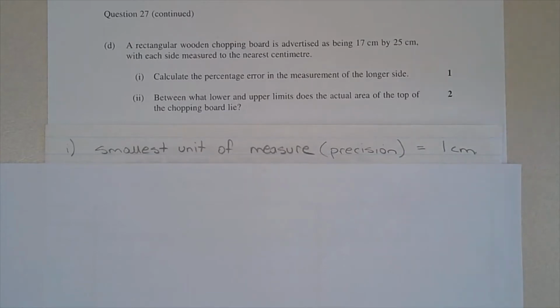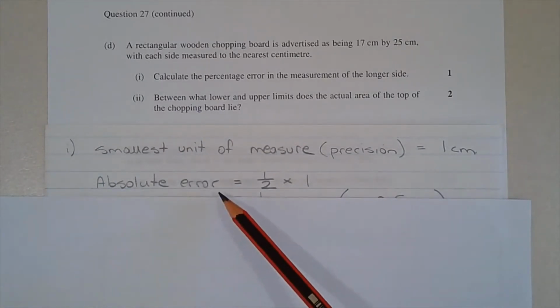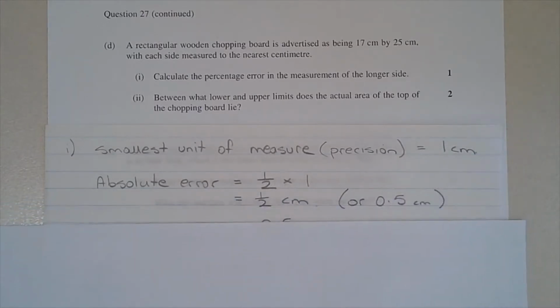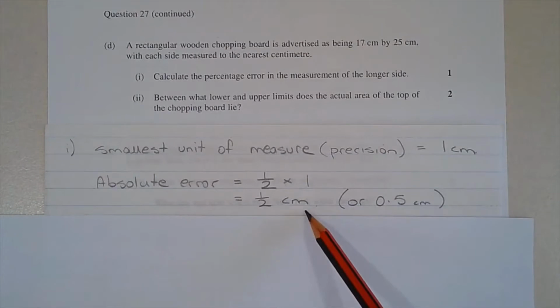Now the next thing we need is the absolute error, and that's worked out by taking the precision and dividing it by 2 or multiplying it by half. So the absolute error is equal to half multiplied by the precision, which is 1 centimetre, and that's equal to half a centimetre or 0.5 centimetres in decimal.